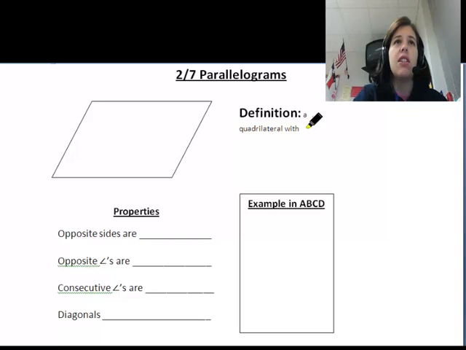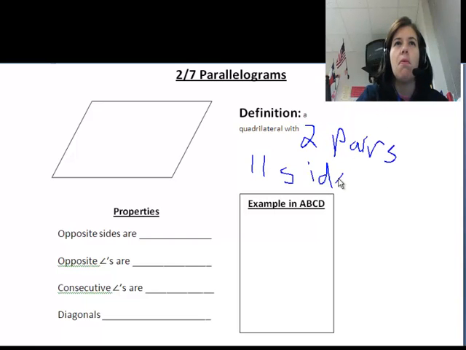First thing we're going to start with is the definition. A definition of a parallelogram is a quadrilateral with 2 pairs and so if I go over here, the first thing I want us to do, let's go ahead and name this parallelogram, and we want it to be parallelogram ABCD. So we're going to put some letters over here.